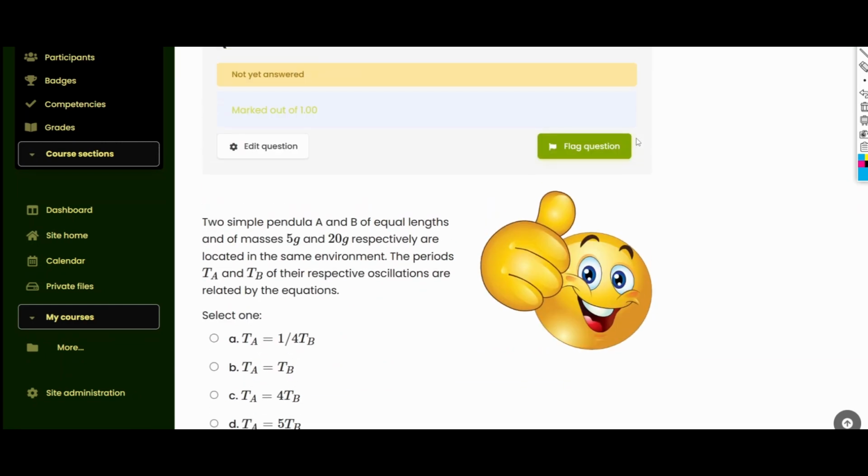So 24. Two simple pendula A and B of equal length and of mass 5 kg and 20 gram respectively are located in the same environment. The periods TA and TB of their respective oscillations are related by the equation. Now from this we know that period varies with length.